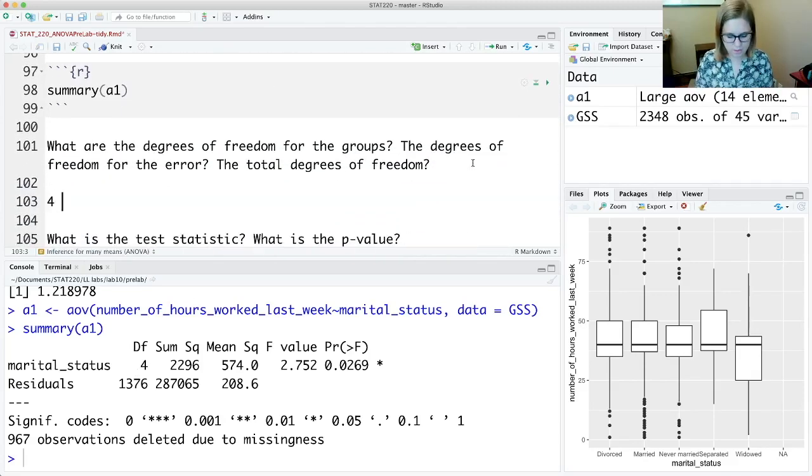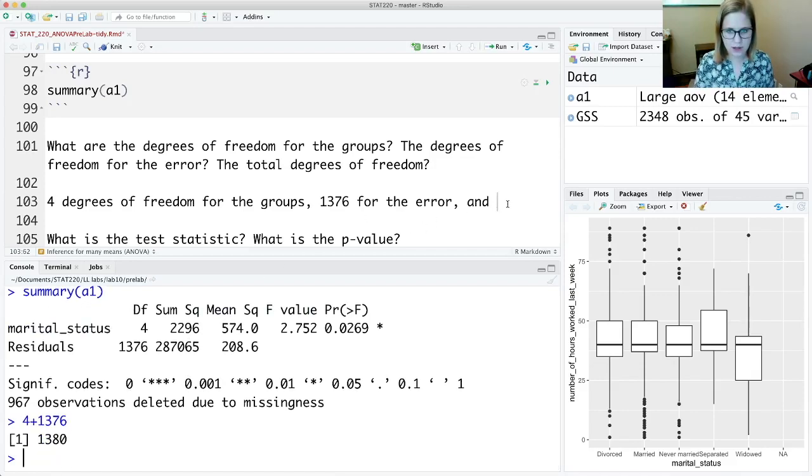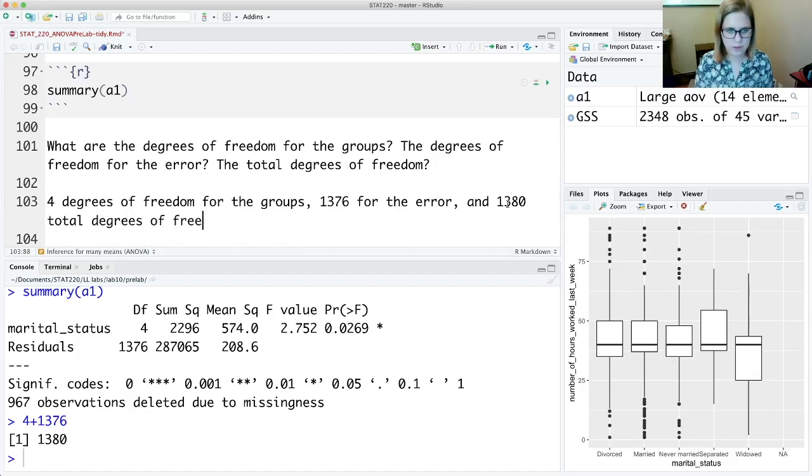So we have 4 degrees of freedom for the groups, which makes sense because we said we had 5 groups. 5 minus 1 is 4. We've got 1376 for the error, because that's what residuals are. It's the error. And then we could just add these numbers together. So 4 plus 1376 is 1380 total degrees of freedom, because that needs to add up.